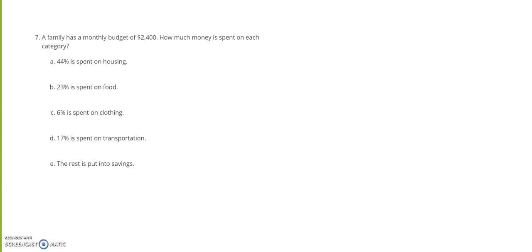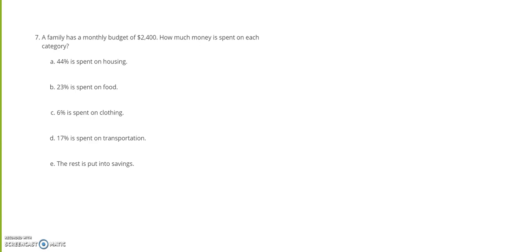Unit 4, Lesson 3, Practice Problems number 7. A family has a monthly budget of $2,400. How much money is spent on each category? 44% is spent on housing, 23% is spent on food, 6% is spent on clothing, 17% is spent on transportation. The rest is put into savings.